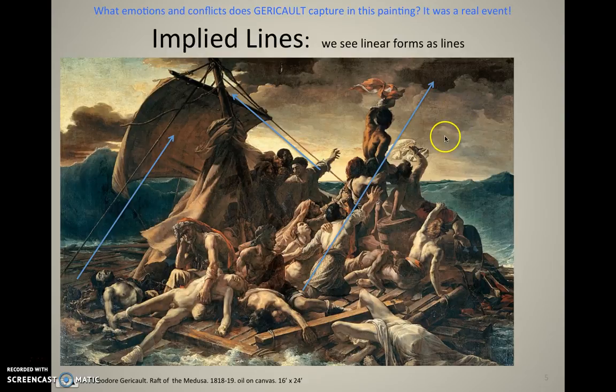There's something there that's going to save them. But then these lines in the sail show us how their torture isn't over yet, because the wind is going to carry them off in another direction. So look for implied lines in a work that help us tell the story.